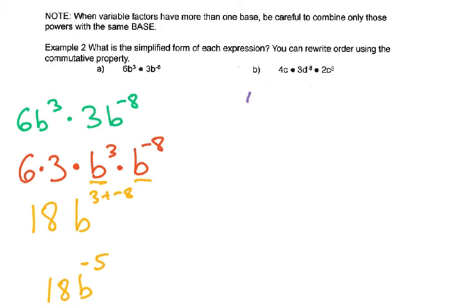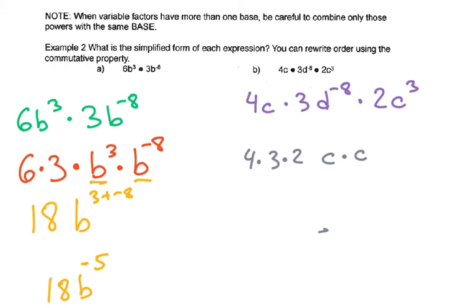So the next one is 4c times 3d to the negative 8 times 2c cubed. And once again, I'm just going to pair the numbers together. So 4 times 3 times 2. And then I'll pair the letters. So c times c cubed times d to the negative 8. So if they're alike, I put them together.